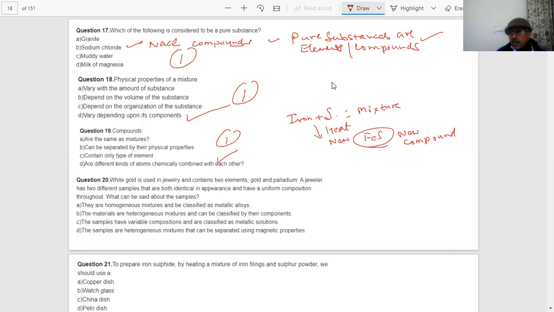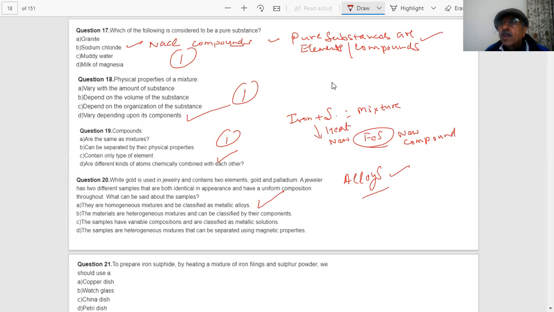Vidhi, what is your answer? The A part. They are homogeneous mixtures and can be classified as metallic alloys. That is the correct answer. Homogeneous mixtures always have uniform composition throughout, and this is what they are doing, formation of alloys. We have read what alloys are, student. Alloys are homogeneous mixtures and have uniform composition.